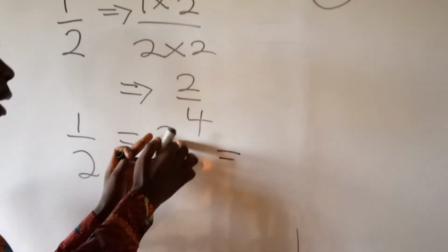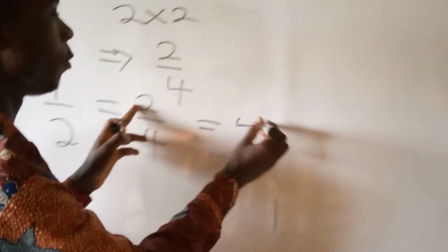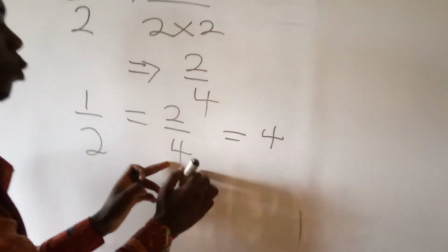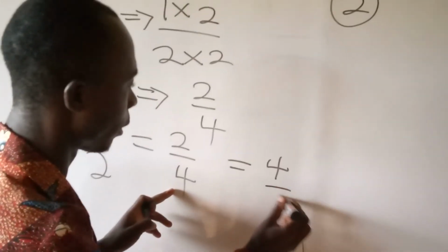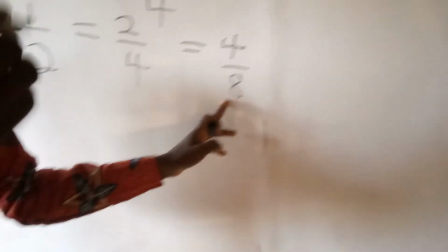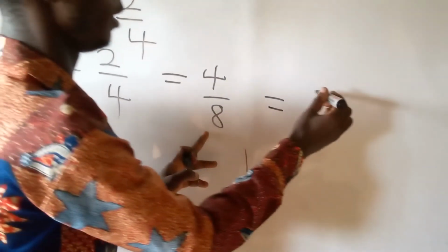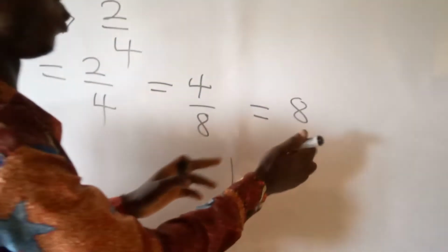If I multiply this 2 by 2, 2 times 2 we are getting 4. 4 times 2 we are getting what? 8. This means these three fractions are what? Equivalent. I can also continue. 4 times 2 is 8. And 8 times 2 is what? 16.